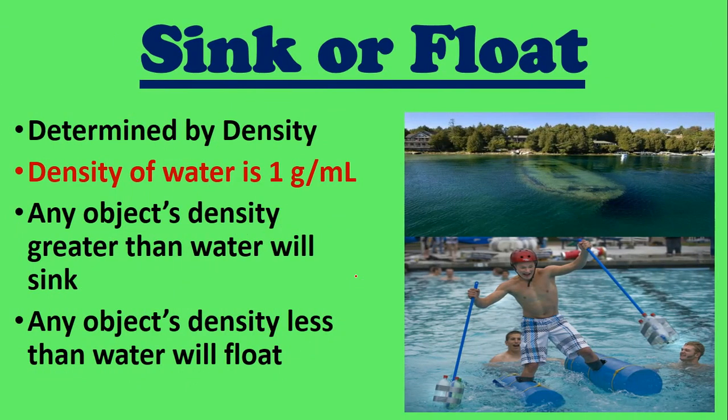Now, why do we need to know density? Density is really important for sinking and floating. Sinking and floating is determined by density, and we know that the density of water is 1 gram per milliliter. So you can compare an object's density to the density of water to know if it's going to sink or float. If the object's density is greater than water, which means greater than 1, it will sink. But if an object's density is less than water or less than 1, it will float. So think of things that you have placed in water that sank and that floated, and now you can kind of know about their density.